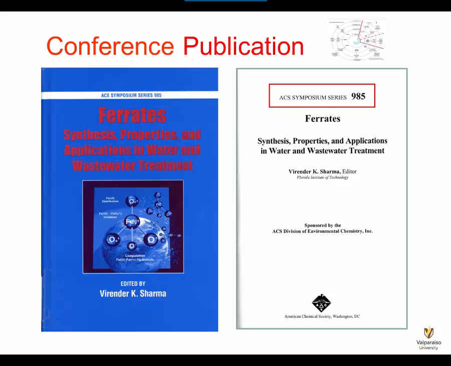Conference publications may be cited as proceedings or symposia, as you can see by the highlighted area of the title page. This is an example of a formally published conference publication published by the American Chemical Society as part of their ACS Symposium series. Our library does not regularly buy conference publications, but we can get formally published ones for you through interlibrary loan.